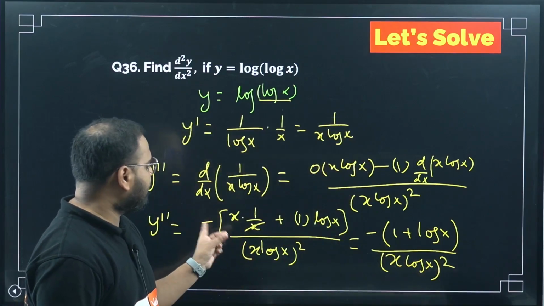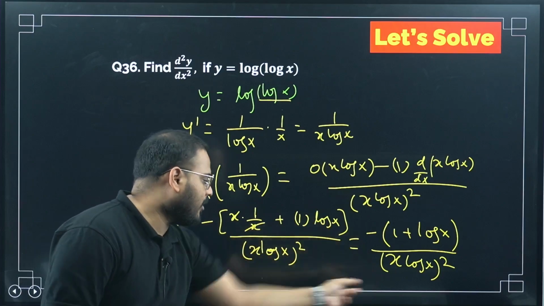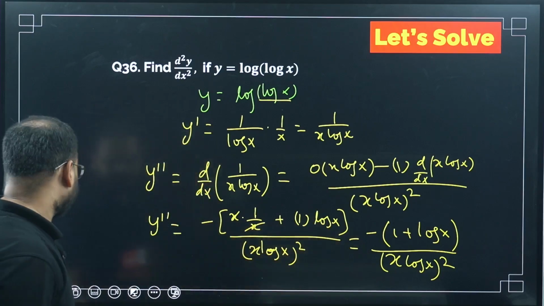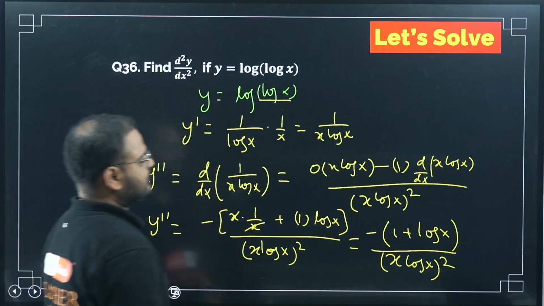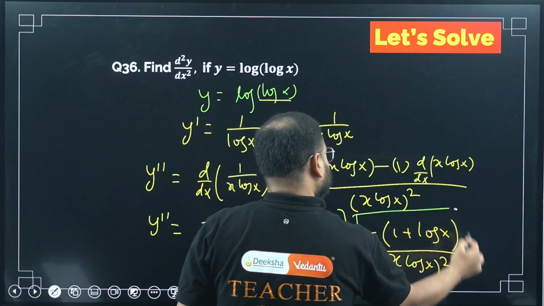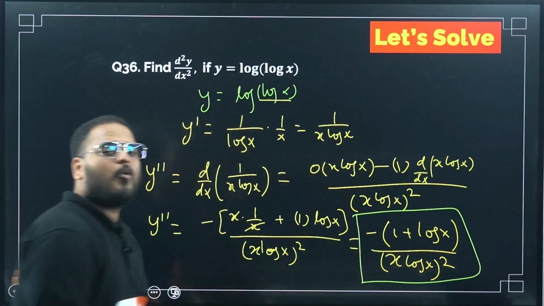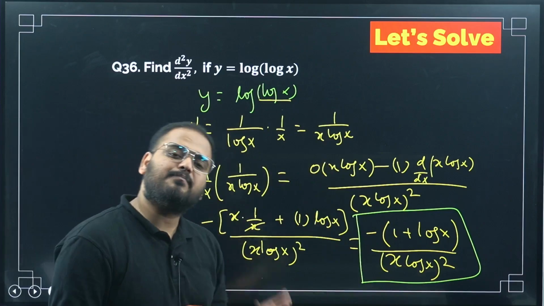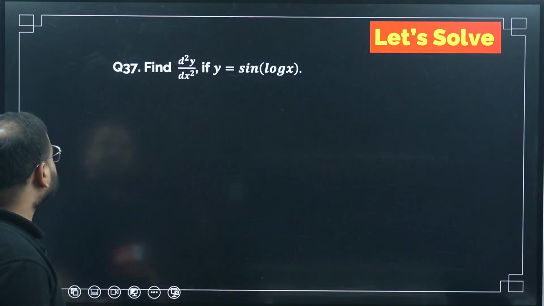This will become 1, minus sign is outside, log x upon x log x the whole square. This is my final answer. For what? Second derivative. Okay. No big deal in the second derivative. Simple steps. Okay. Nothing else is there.